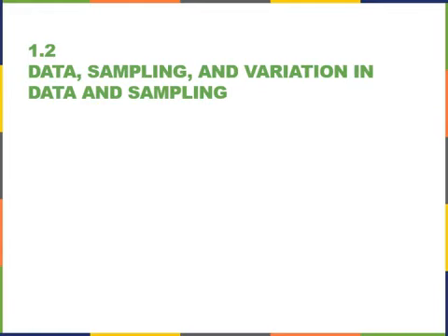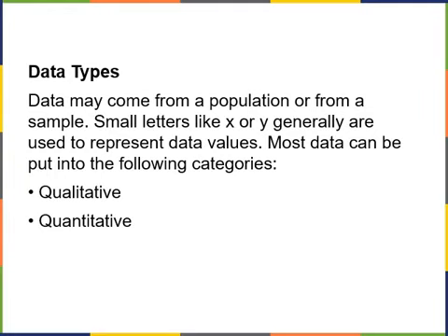Let's talk about data, sampling, and variation in data and sampling. So you have two main types of data. Data might come from a population or from a sample. Small letters like X or Y generally are used to represent data values. Most data can be put into the following categories: qualitative data and quantitative data.